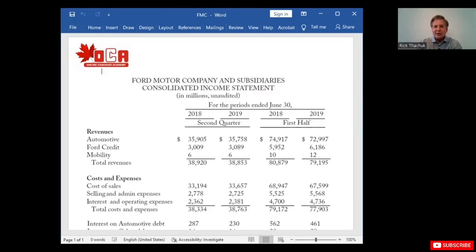So presenting the important metrics such as total sales, costs, and profits is something which many people have to do in English. Let's take a look a little bit more closely at this income statement and make sure we understand it. First of all, the title, Ford Motor Company and Subsidiaries. Well, what is a subsidiary?